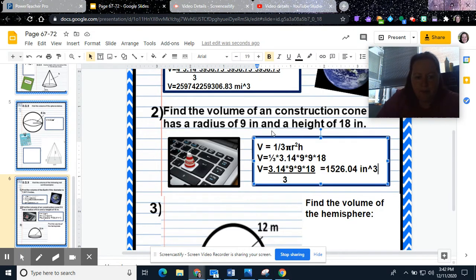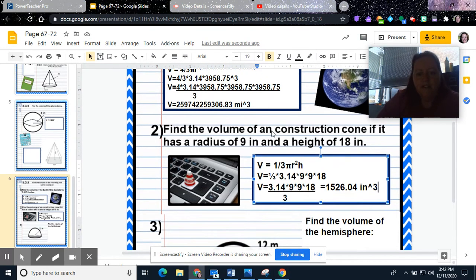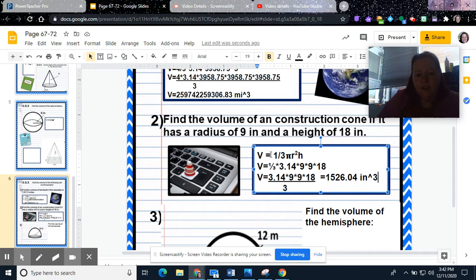Okay, looking at this next problem, it says find the volume of the construction cone if it has a radius of 9 and height of 18. So since it's a cone, we're going to use V equals 1/3 pi r squared times the height. So then when we plug things in, we get 1/3 times, we know pi is 3.14. This time the radius is 9, so that r squared means 9 times 9, and then the height is 18. So again, what I like to do is multiply all my numerators. So it'd be 1, which we don't really need, 1 times 3.14 times 9, 9 times 18.